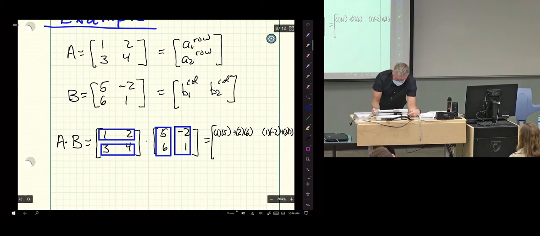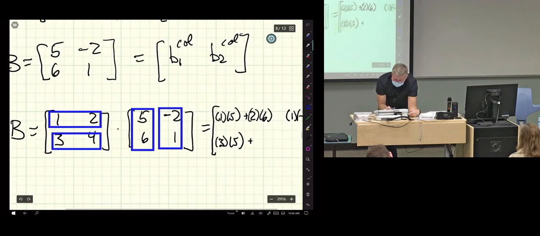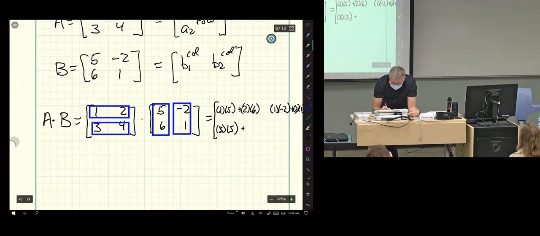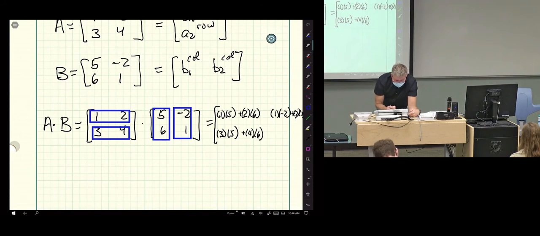Let's get the second row, first column of the product. So it's 3 times 5 plus 4 times 6. So 3 times 5 is 15, 4 times 6, 24, that's 39, okay?